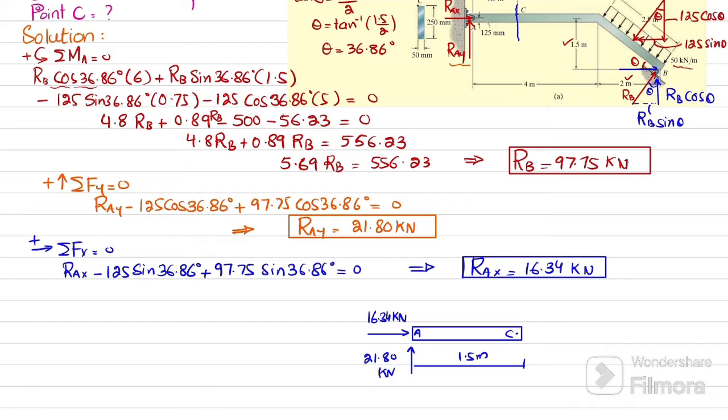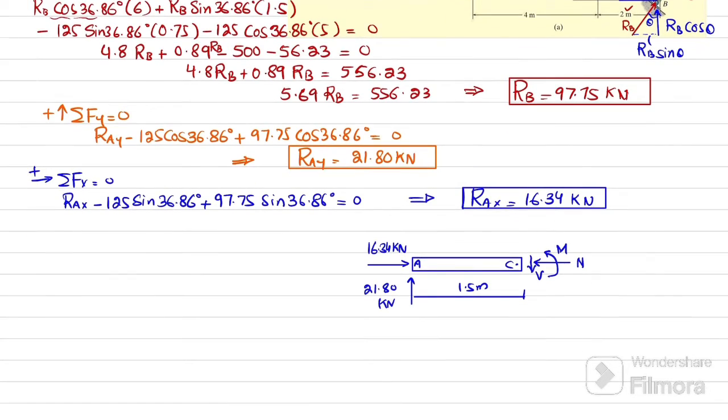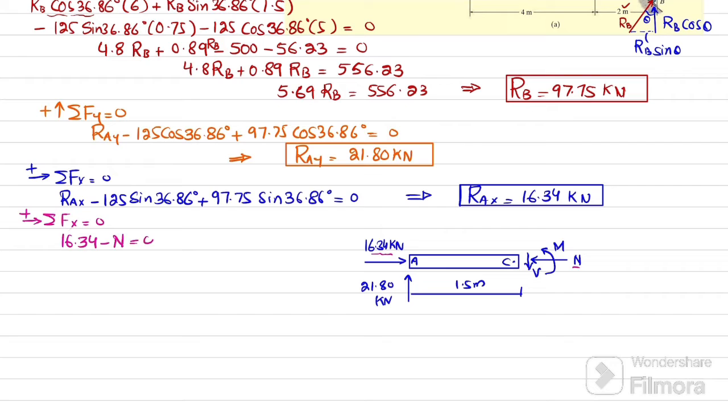And when you cut it at point C, you will be having a shear force V, a normal force N, and a moment M. Now we will find this V, M, and N by using equations of equilibrium. So the first equation of equilibrium is that sum of all forces along x direction must be equal to 0, and force toward right is taken as positive. So 16.34 is toward positive, minus this N is negative. Their sum must be equal to 0. So from this we will get N will be equal to 16.34 kilonewton.